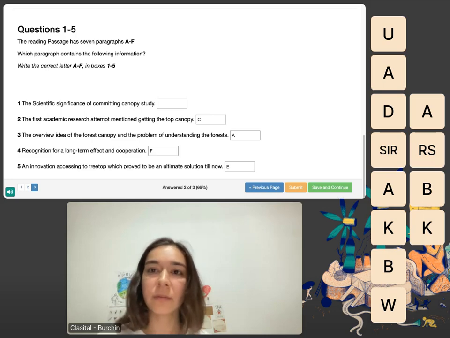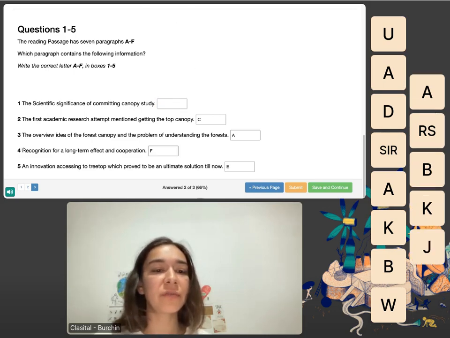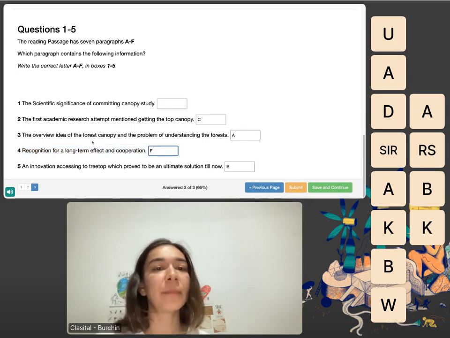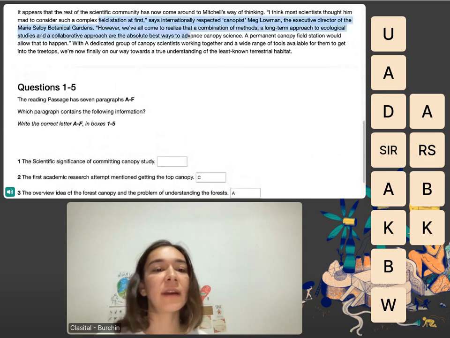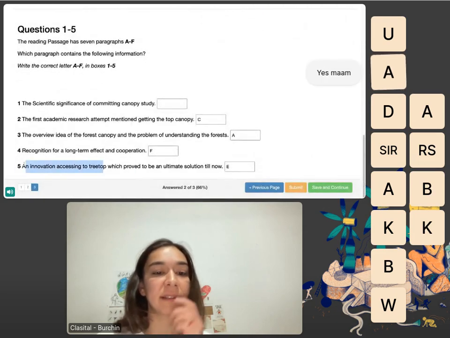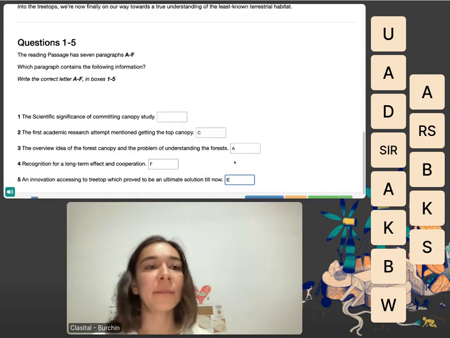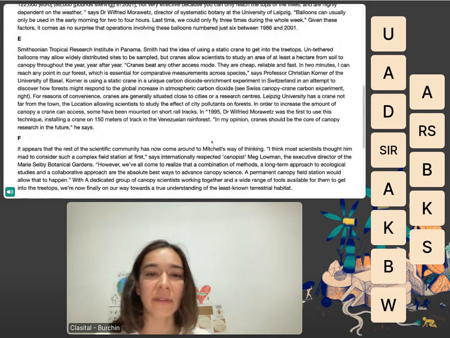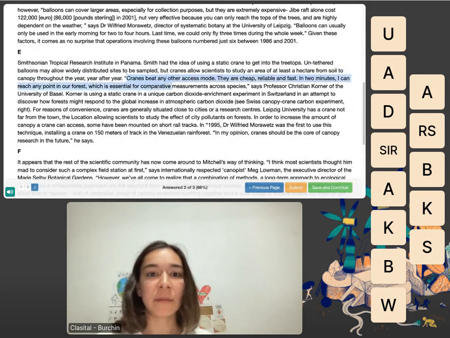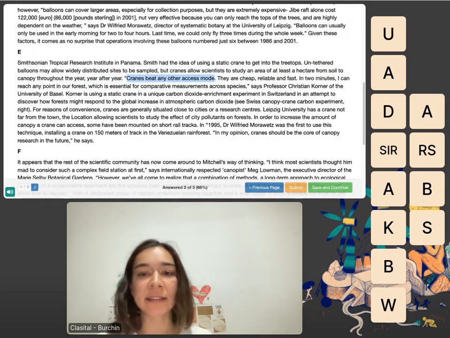Do you think so too? I think so too. I will put recognition for a long-term effect incorporation to F because they are talking about this one. And for this, an innovation accessing the treetop which proved to be the ultimate solution till now is E, because in here they are talking about the cranes. Cranes beat any other access mode.